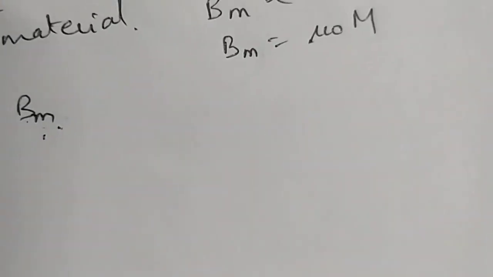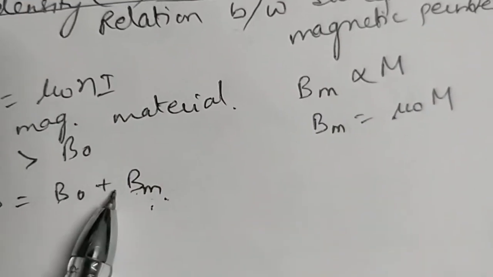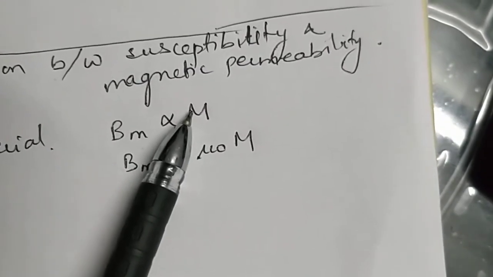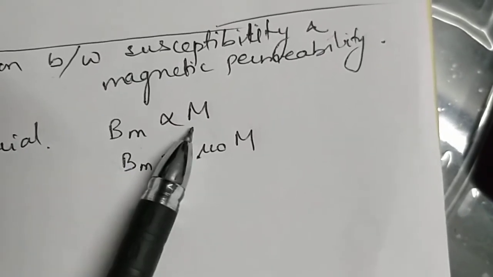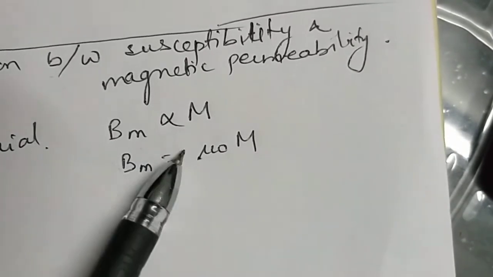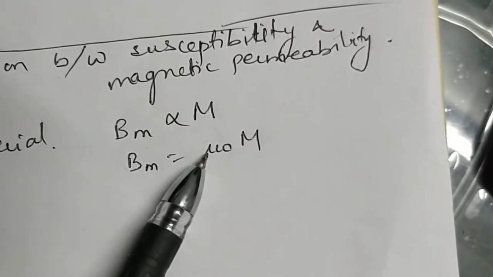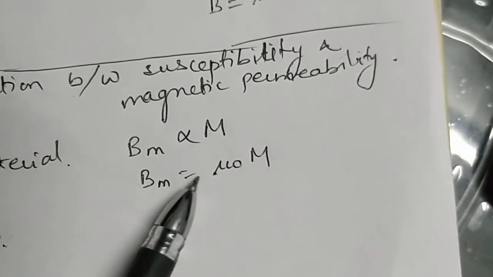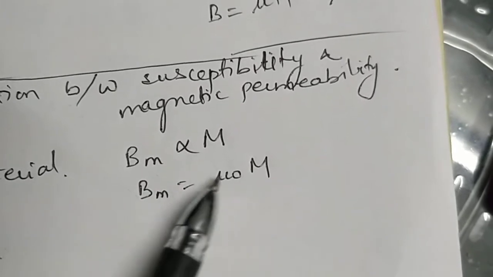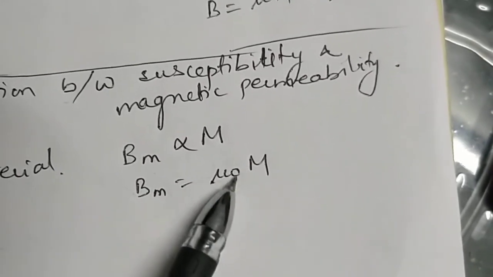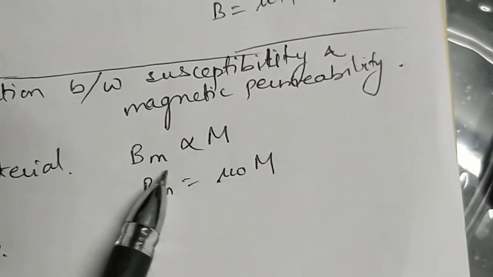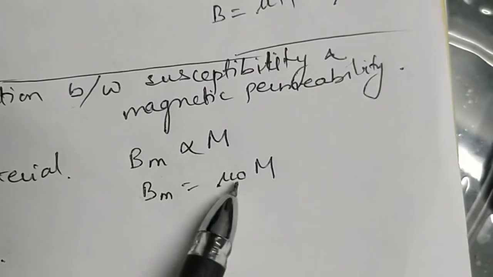Now, this Bm is directly proportional to the intensity of magnetization. Bm is directly proportional to the intensity of magnetization, and the proportionality constant is mu naught. Remember, this is not mu, this is mu naught, the magnetic permeability of free space. So if you write mu naught, and M is the intensity of magnetization, the extra magnetic field is equal to mu naught into M.